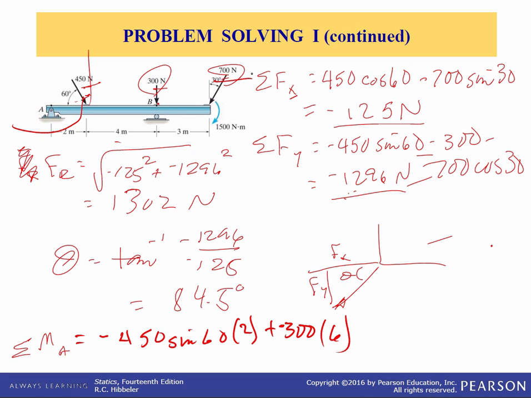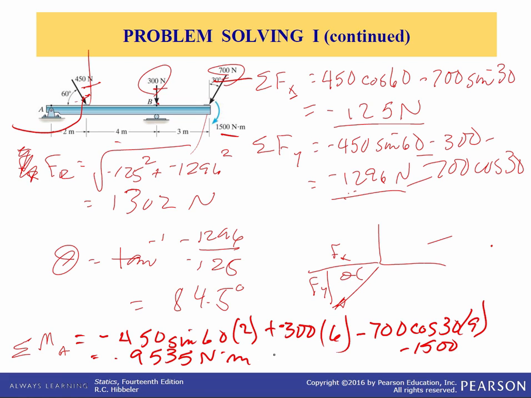And lastly, we have this 700 Newton force, only the y component contributes, and it's going clockwise as well, so that's minus 700 times the length of the beam, which looks like it's 9. Actually, 700 times cosine 30 times 9. And lastly, we have the 1500 Newton meter couple. It's clockwise, so it's also negative, so minus 1500. And when you do all that, it comes out to be minus 9535 Newton meters, so it's clockwise.